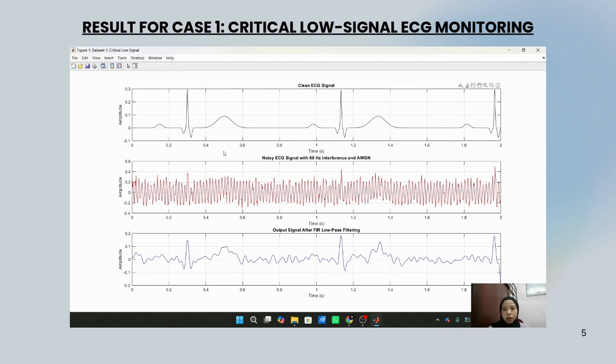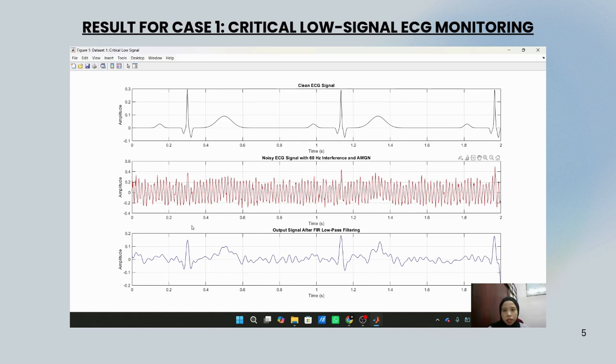In the middle one, we have the noisy ECG signal with 60 Hz interference and AWGN. Once we added the electronic static, which is the AWGN, and the 60 Hz power line hum, our clean signal is completely distorted. The ECG signal is highly distorted, making it impossible to read and identify. And at the bottom one, we have the output signal after FIR low pass filtering.